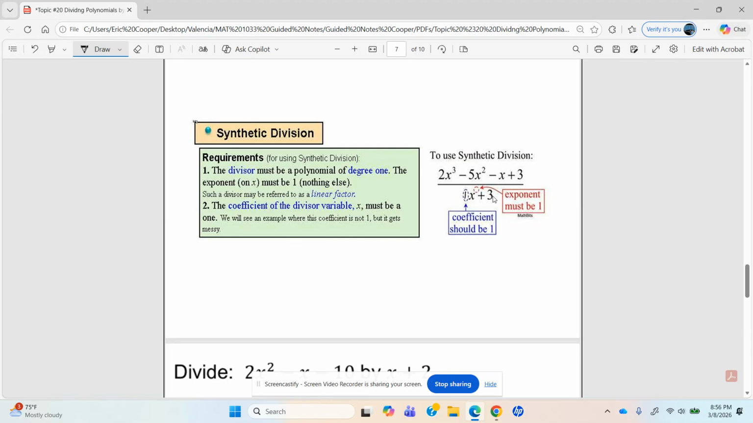It does not matter if this is a positive or a negative number here, as long as there's no number in front of the x, just a 1, and the exponent has to be 1. There's no other number than that. If we can do that, then we can use synthetic division. So when you go back to the previous problem, you see 3x plus 2. That's why we couldn't do it. The coefficient was 3, the exponent was 2. We could not use synthetic division.